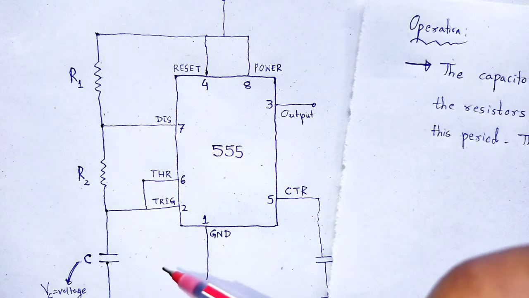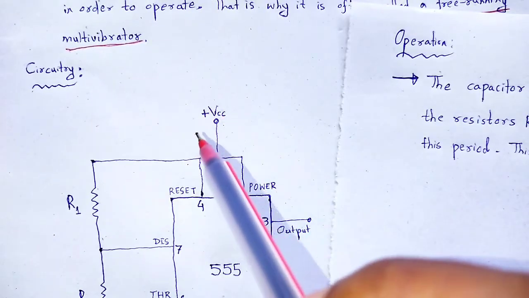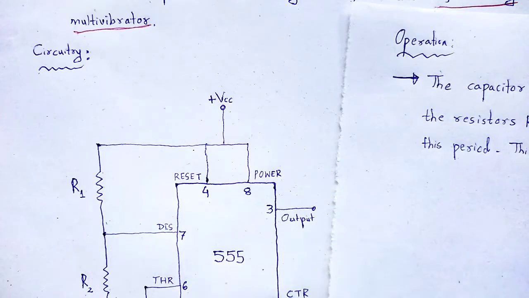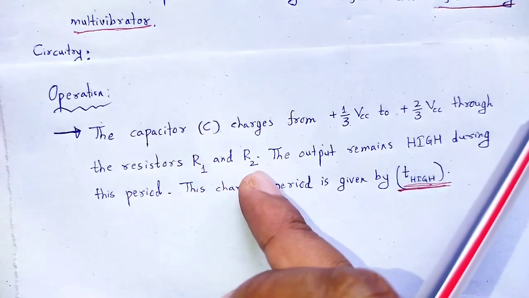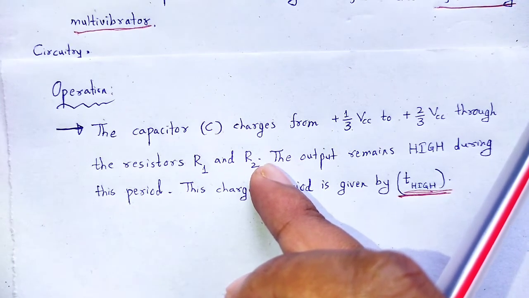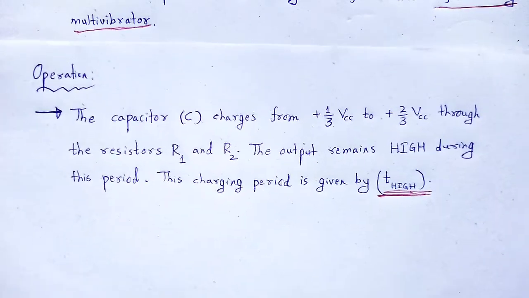Again, the capacitor starts charging towards plus Vcc through resistor R1 and R2. And that charging is continued. During that, the threshold voltage rises with the charging of capacitor C.